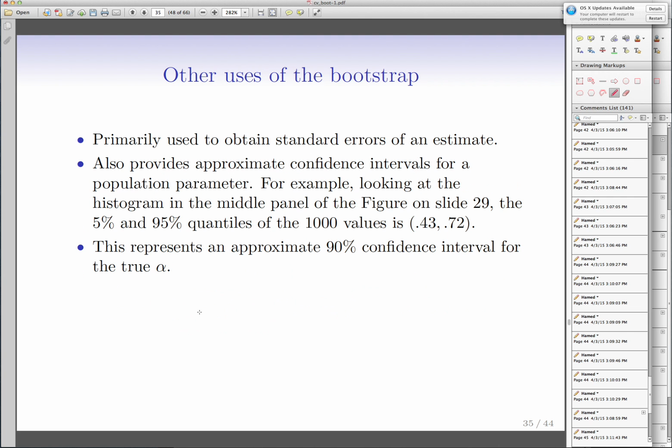And the next concept we want to discuss is how do we build up the confidence intervals.